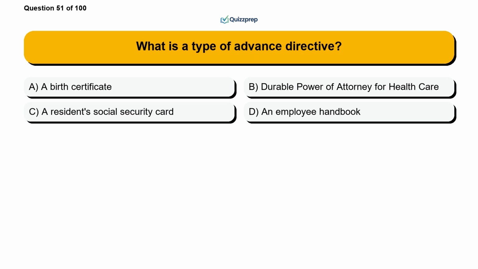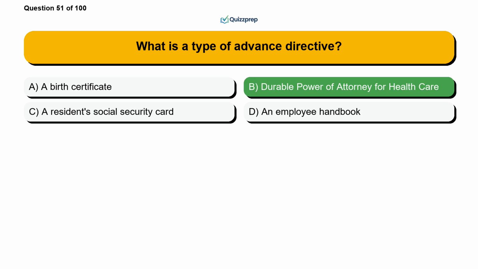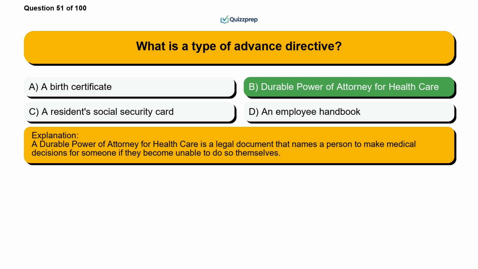Question 51. What is a type of advance directive? Option A. A birth certificate. Option B. Durable power of attorney for healthcare. Option C. A resident's social security card. Option D. An employee handbook. The correct answer is option B. Durable power of attorney for healthcare. A durable power of attorney for health care is a legal document that names a person to make medical decisions for someone if they become unable to do so themselves.